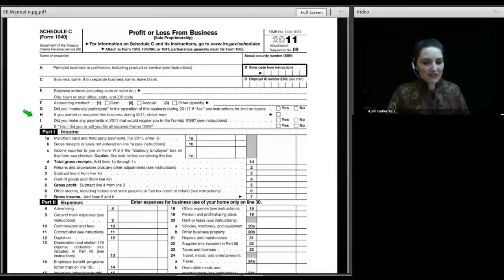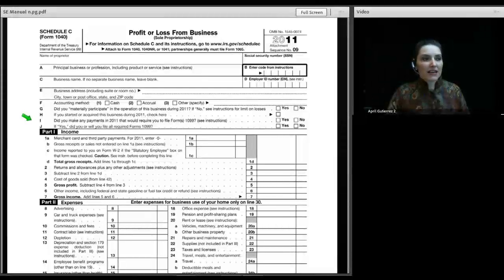And then, did I start the business during the year? Is this the first year? I think that's probably the simplest question on the whole form. Is this my first year in business or is it not? I don't think I need to spend any time answering that question. Items I and J, those are new this year. They've never been on the form before. Did you make any payments in 2011 that would require you to file Forms 1099? And if you were required, did you?